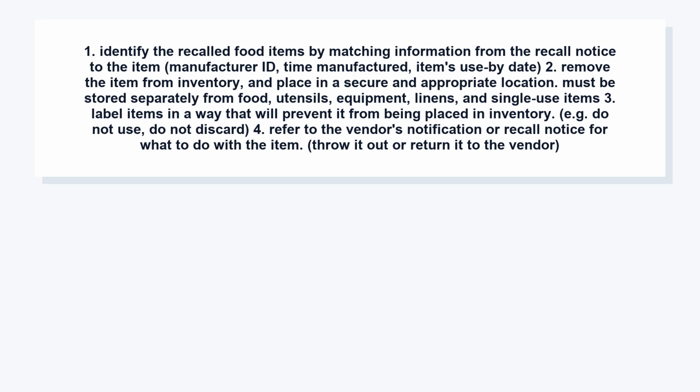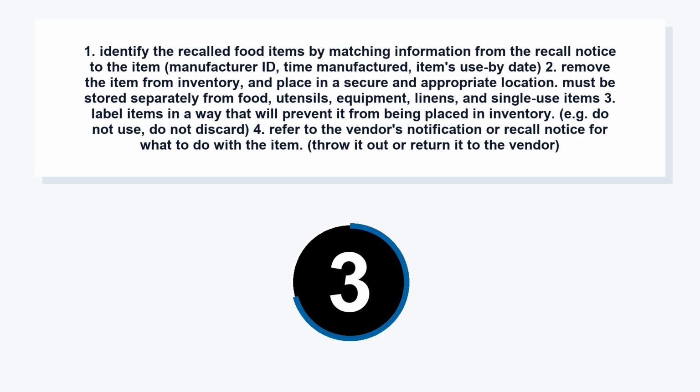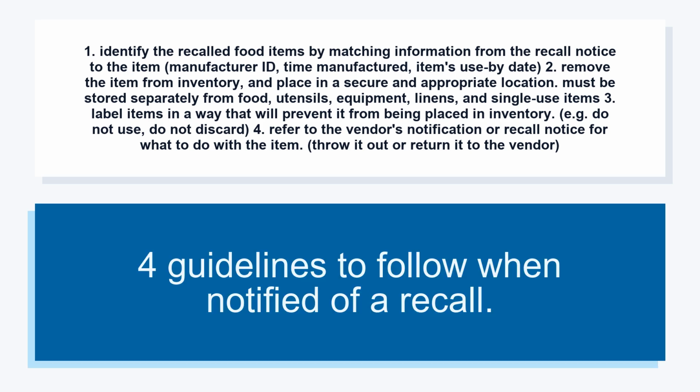3. Label items in a way that will prevent it from being placed in inventory, e.g. do not use, do not discard. 4. Refer to the vendor's notification or recall notice for what to do with the item. Throw it out or return it to the vendor. For guidelines to follow when notified of a recall.